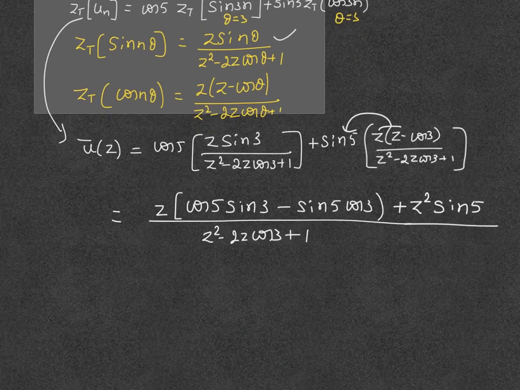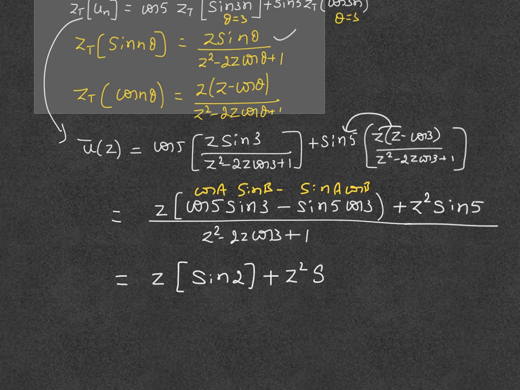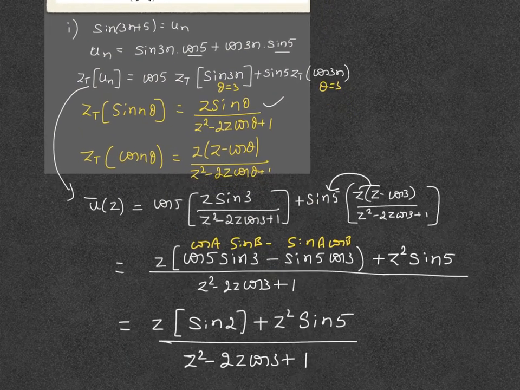So now this is in the form of cos a sin b minus sin a cos b, so it can be written as sin(a minus b). Therefore, we get sin of the difference, plus z square sin 5 divided by z square minus 2z cos 3 plus 1. So this is the z transform of what they gave, sin(3n plus 5).